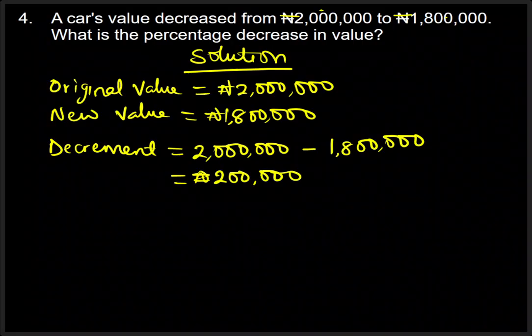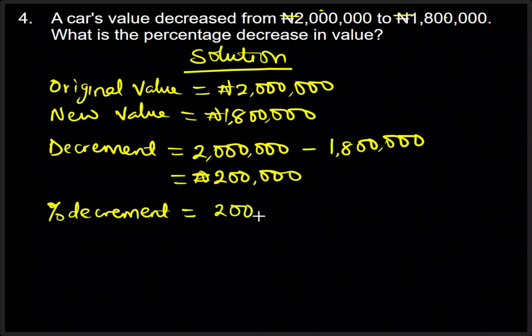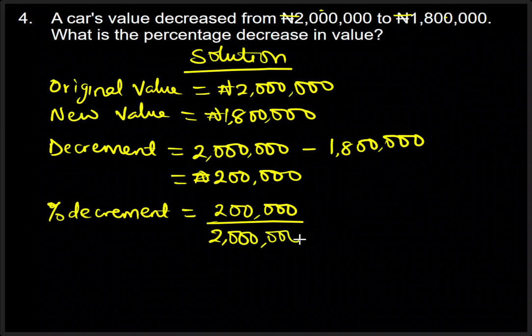So with that decrement, we can now proceed to get our percentage decrement. Our percentage decrement will be the decrement over the original. Take note, over the original value, which is 2 million, and then times 100%. I really love this question, though it didn't come in percentage increase, but you can apply the same thing in percentage increase.